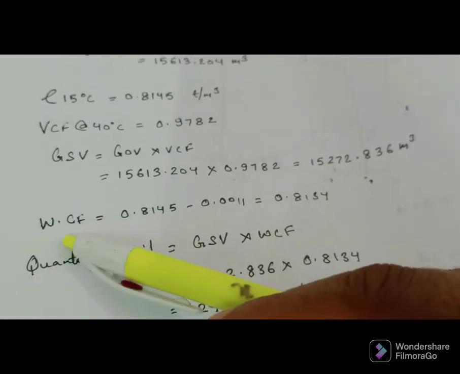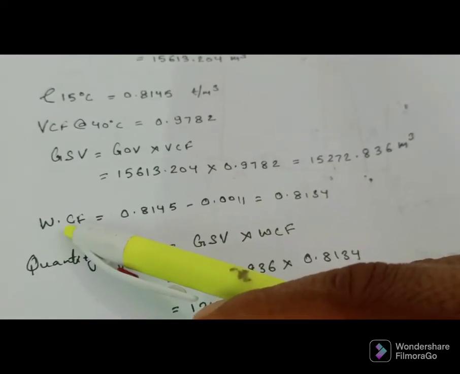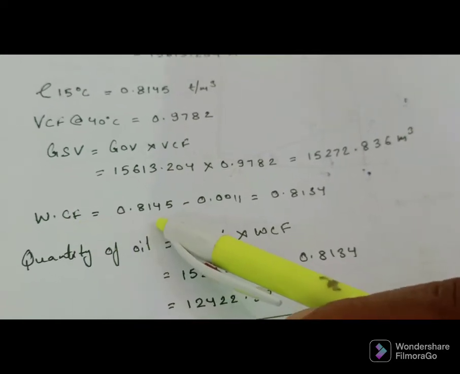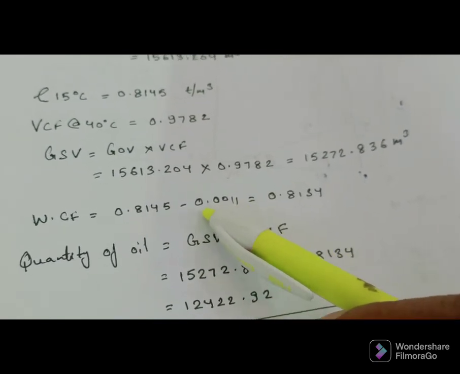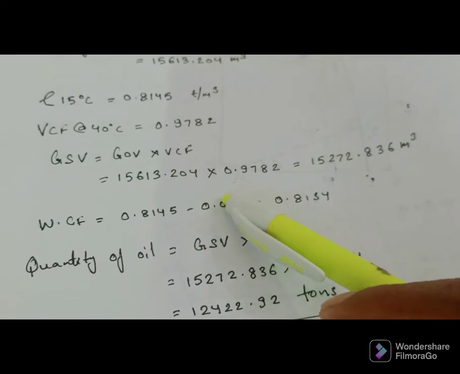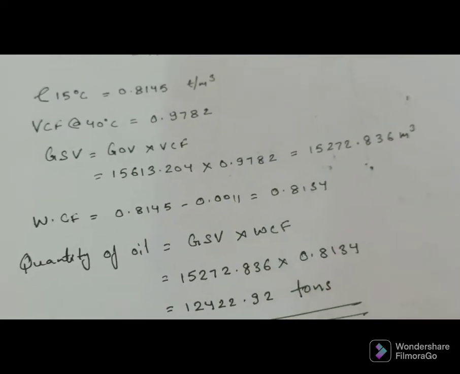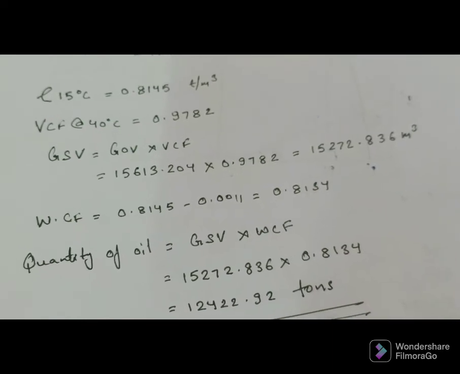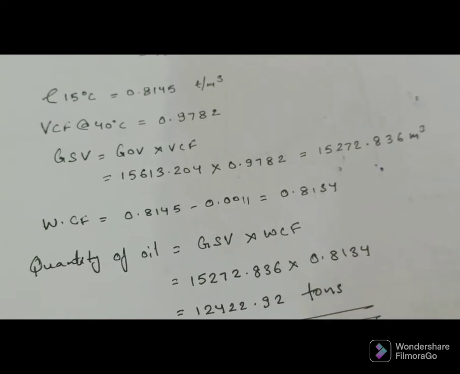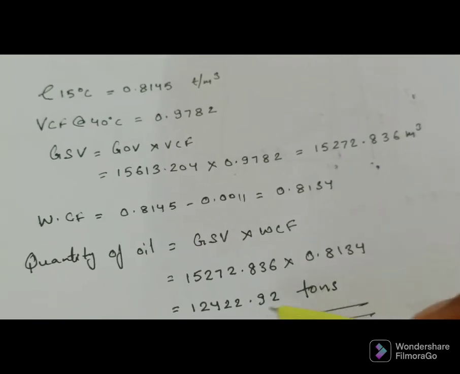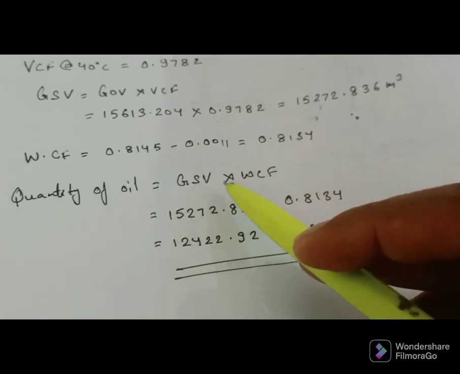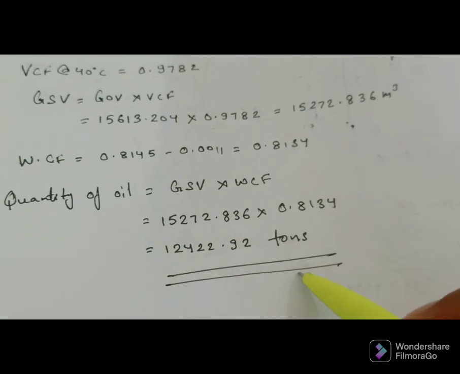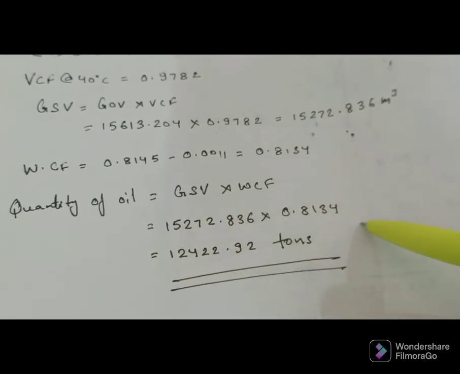So before calculating quantity of oil, we have to know WCF. So WCF will become this one minus 0.0011. You will ask from where this value has come. This value is constant. You have to learn this value by heart, because there is no change in the value. This value always needs to be subtracted from this to get the WCF. So we have calculated WCF. Now we can calculate quantity of oil. Quantity of oil will come GSV into WCF. So this is quantity of oil. So this question is completed now.